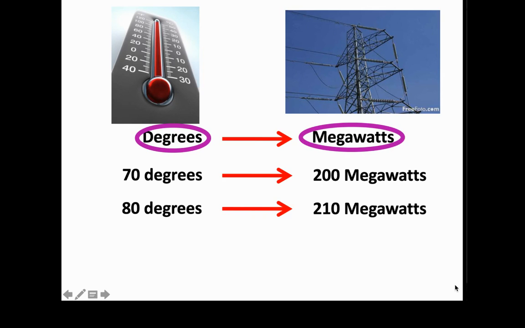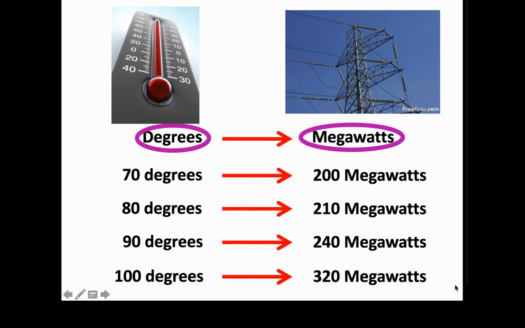80 degrees, 210 megawatts on the system. 90 degrees, 240 megawatts on the system. 100 degrees, 320 megawatts. So how hot it is outside determines how many megawatts are being used in general. So the megawatts depends on how hot it is outside. So that is a relationship.